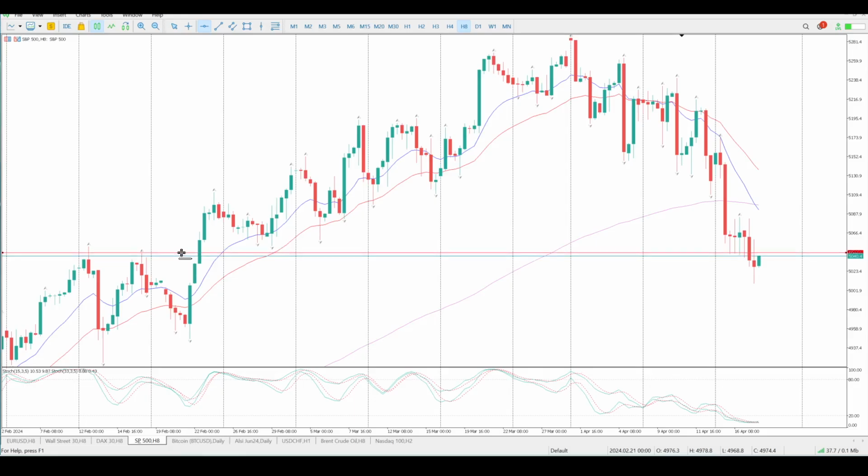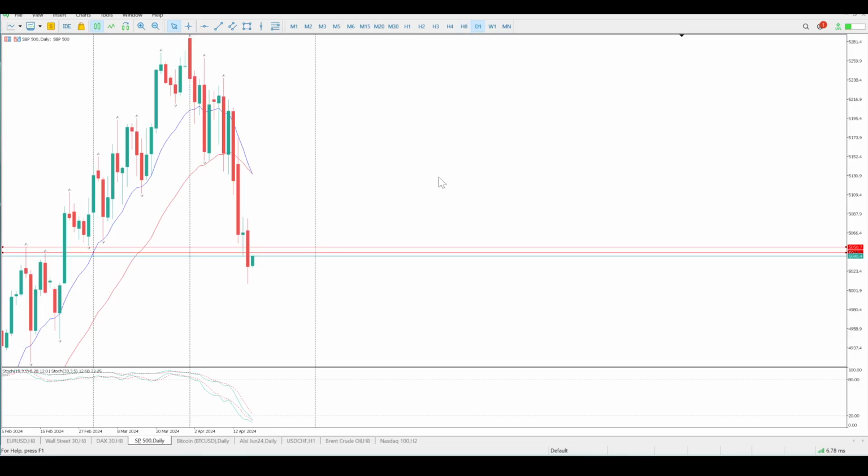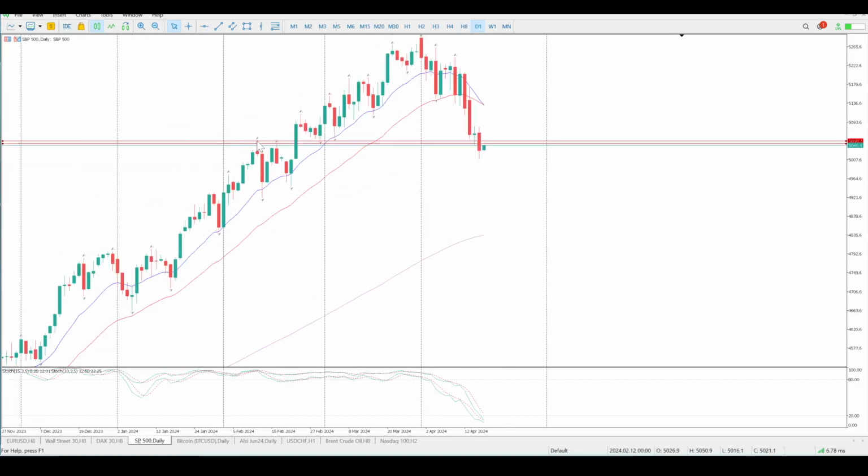Now we do have some fairly strong structure just ahead of us here. And if you just go to the higher time frames, you'll see what I'm talking about. So there is a daily pin bar here, and then you can see there's a daily inside bar tail as well. And then we do have an area where price came back to find support, and that is at 50-50. So that 50-50 area is extremely important.